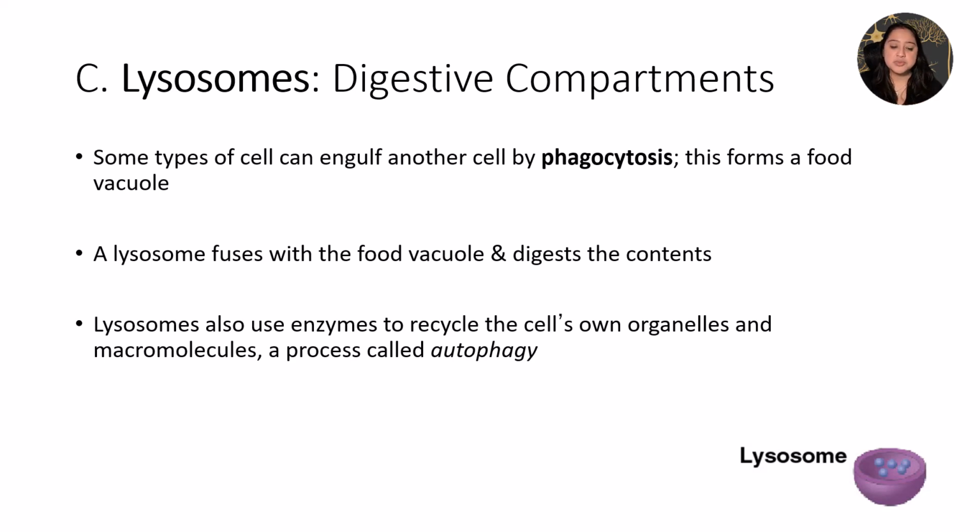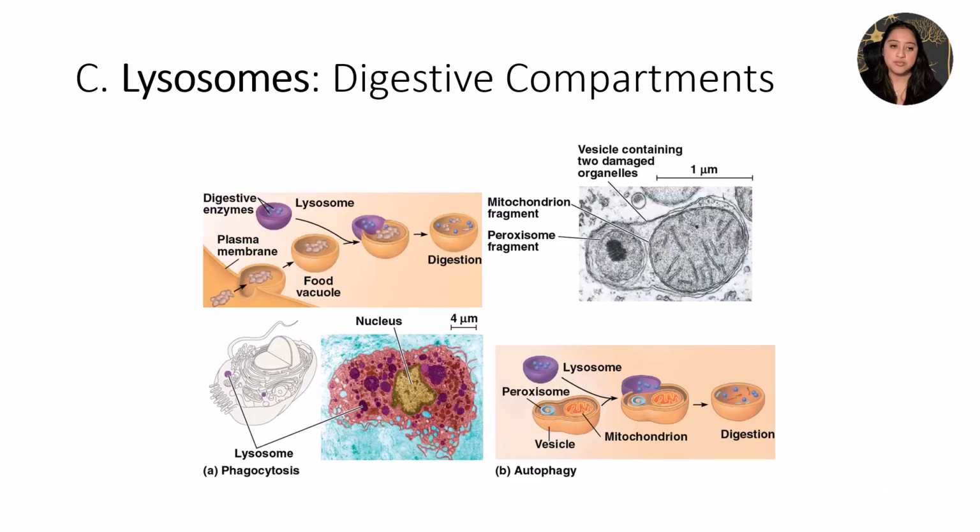But sometimes lysosomes can also be used to recycle a cell's own organelles and macromolecules, and this is called autophagy. So on the left is phagocytosis. This cell took in something and it pinches in the membrane and then forms a vesicle called a food vacuole. And then the digestive enzymes inside the lysosome, after the lysosome fuses with it, will come in and break down whatever is in the food vacuole.